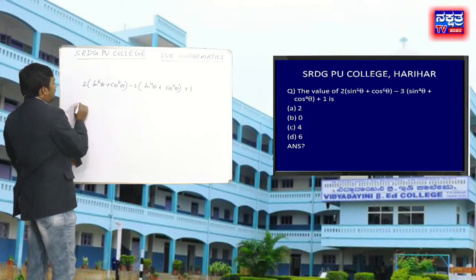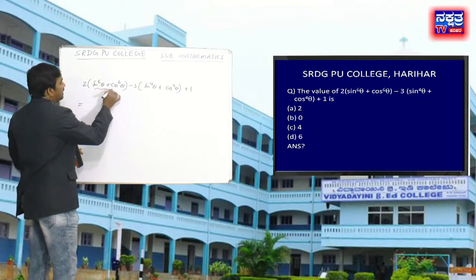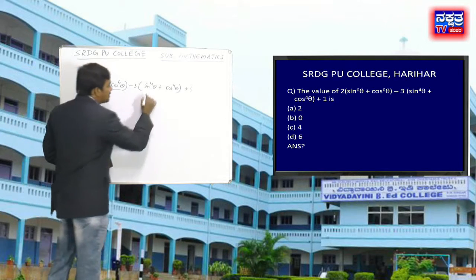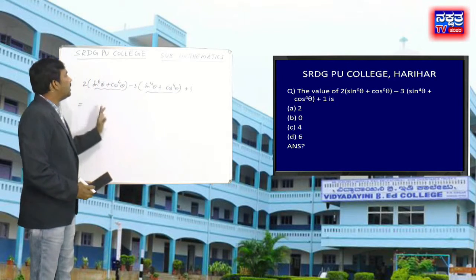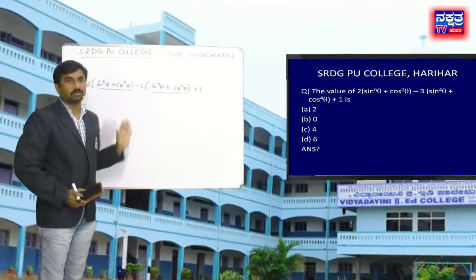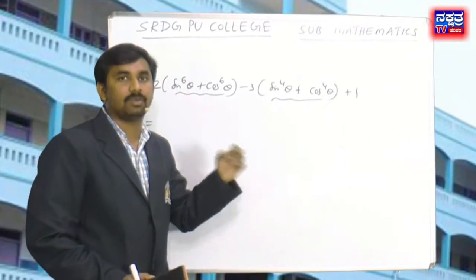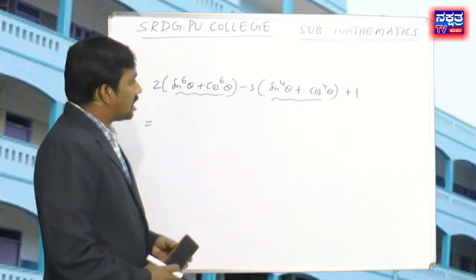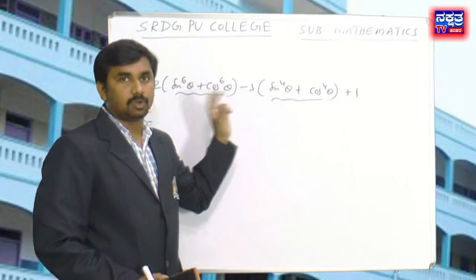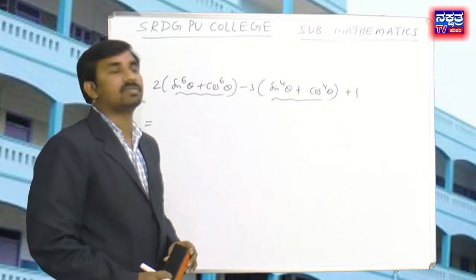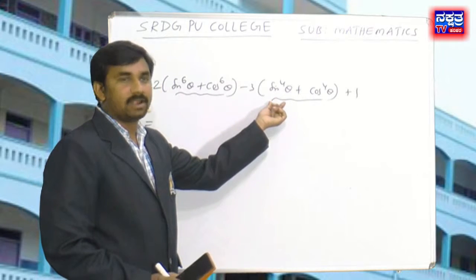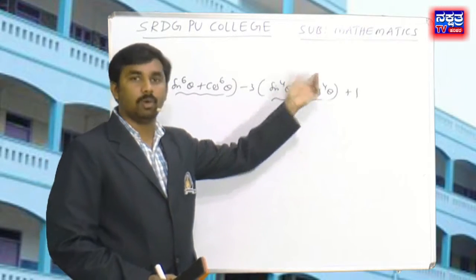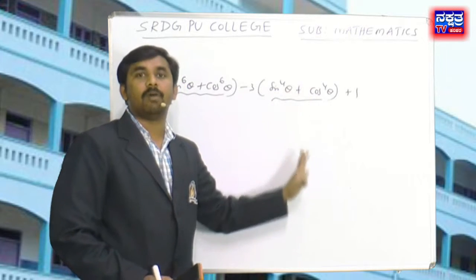See this question. Here sine power 6 theta plus cos power 6 theta, sine power 4 theta plus cos power 4 theta. These are the standard trigonometric functions. We can take the direct formulas because we have to remember this one. Two times in JEE Mains, they asked the same functional questions. Here sine power 4, you can write sine square whole square plus cos square whole square. A square plus B square formulas we can apply.